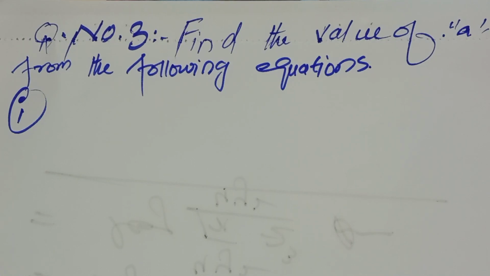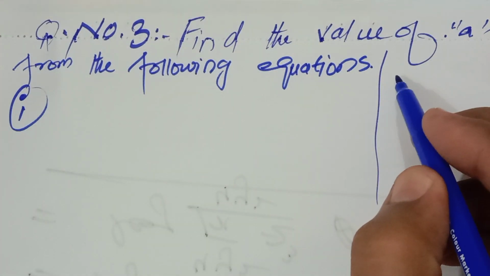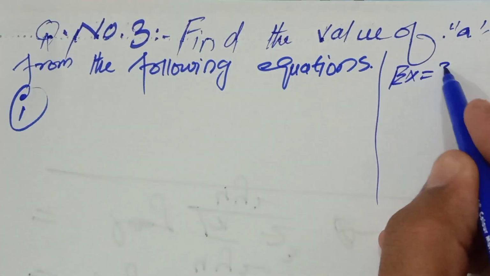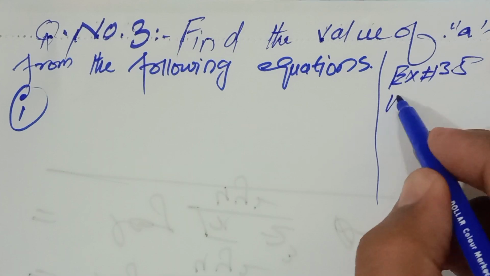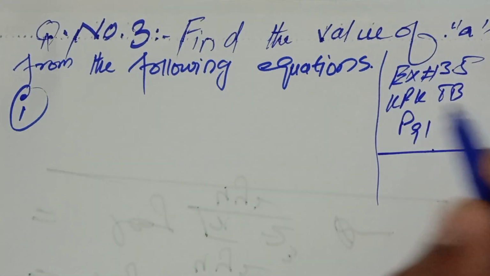Bismillahirrahmanirrahim. Question number 3. Find the value of A from the following equation. Exercise 3.5, KPK textbook, page 91. Okay.